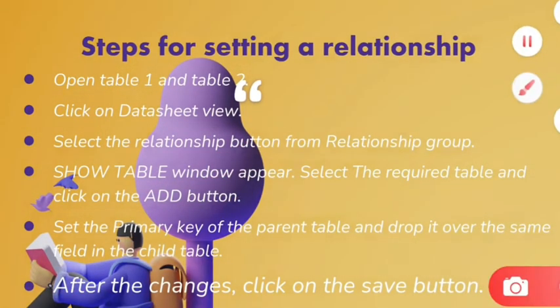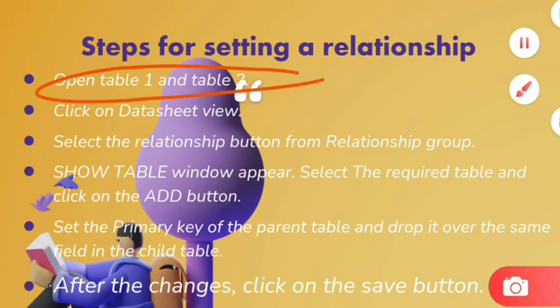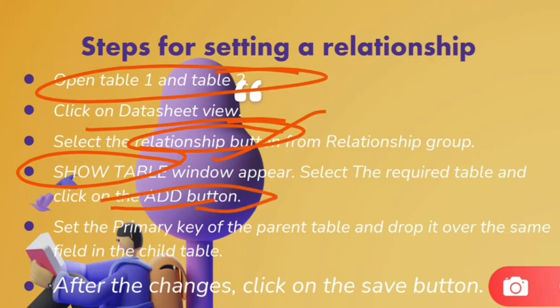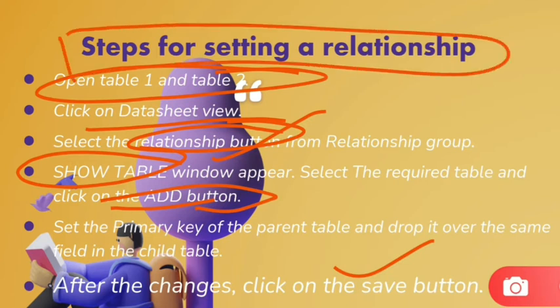Now I will recall how we can do it. First you have to open the two tables, then go to the datasheet view. In the datasheet view you will find the relationship button. Once you click on this relationship, the show table window will appear. You have to select the table and then click on the add button. Once you have made the relationship between the tables, you have to save it, otherwise your relationship will not be saved. This is how we can set the relationship between the tables.